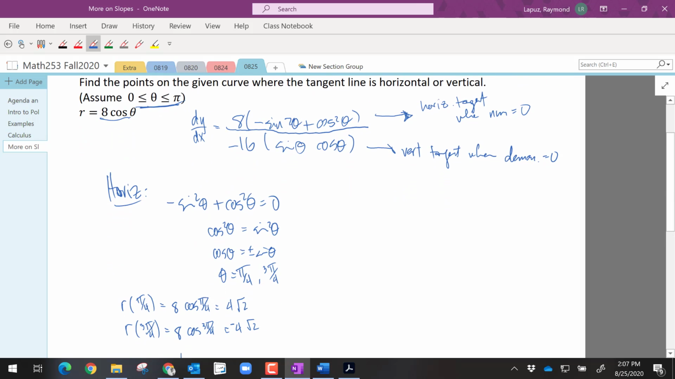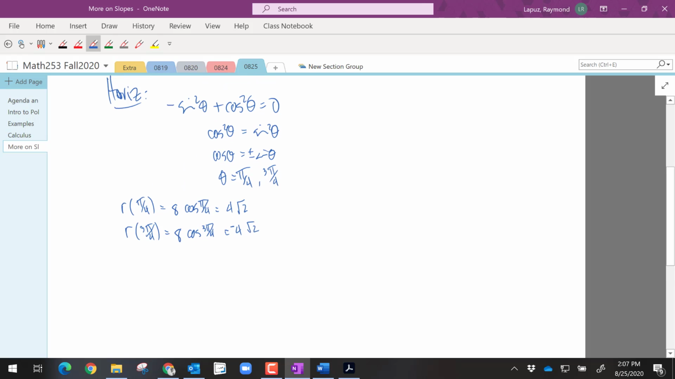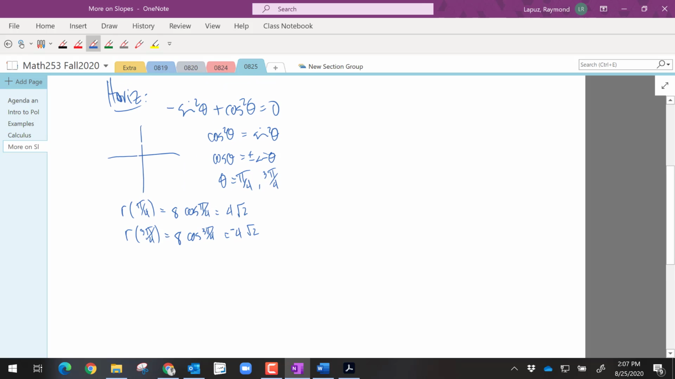And let me squeeze it in here, since I think I'm going to want that space to actually draw it. So pi over 4 is this ray over here, and it's going to have a radial distance of 4 root 2, whatever that distance is. I would be at this point. And then 3 pi over 4 is over here, but then I'm looking at a negative value, so my negative value would be over here somewhere. So these are going to be my 2 points. We haven't even drawn the graph yet, but if we were to draw the graph at these points, we will have a horizontal tangent line.